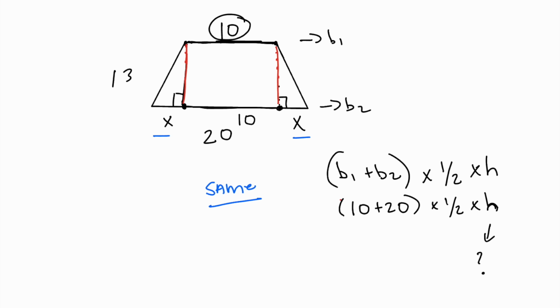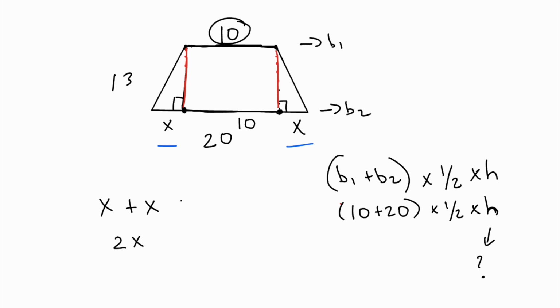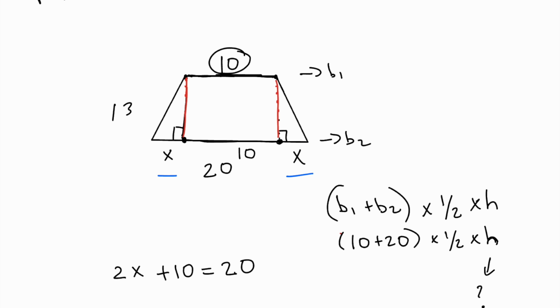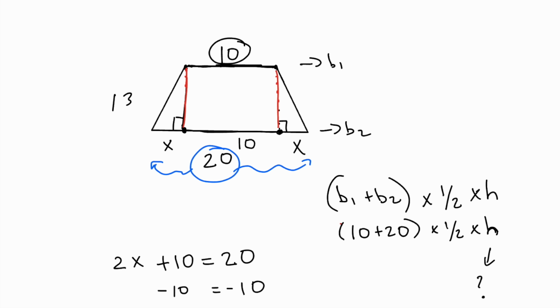X plus x is equal to 2x, so 2x plus 10 is equal to 20. It's equal to 20 because the two x's and the 10 align with the 20, which is one of the bases. So next we will subtract 10 from both sides of the equal sign, because what you do to one side of the equal sign you do to the other side, and this will get rid of the 10 on the left side, and this will subtract 10 from 20 on the right side.